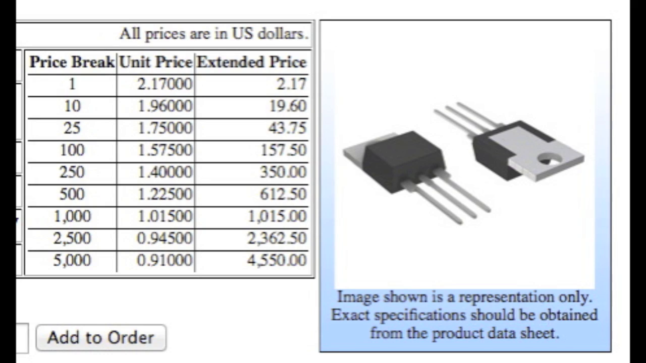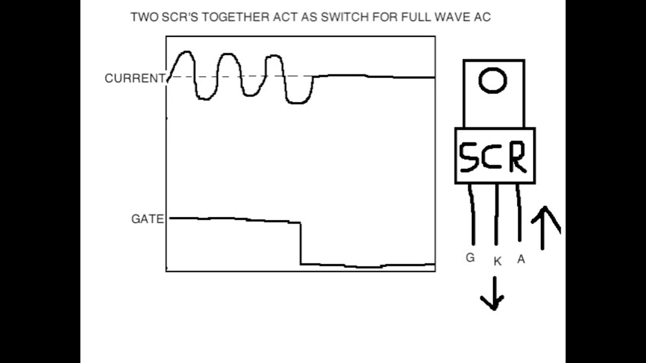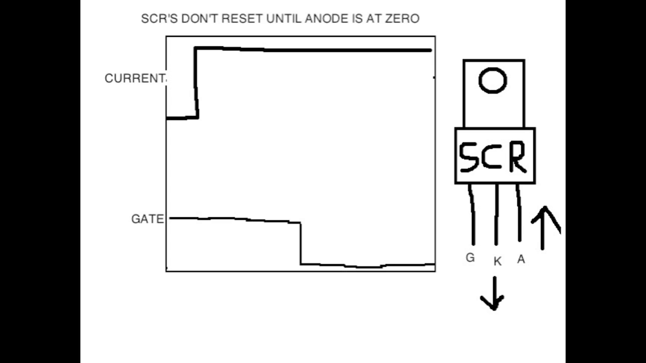But we can use the Zener diode to trigger something else called an SCR. SCRs can be used in pairs to switch full wave AC on and off. But once they're on, they can't be turned off again by the gate until zero crossing. Which is why they don't really work on DC, because it would only be able to turn it on, it wouldn't be able to turn it back off again.